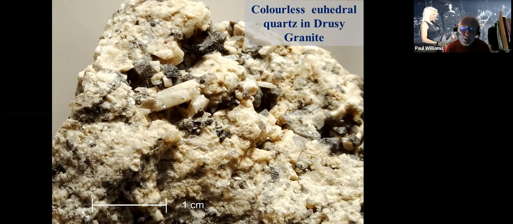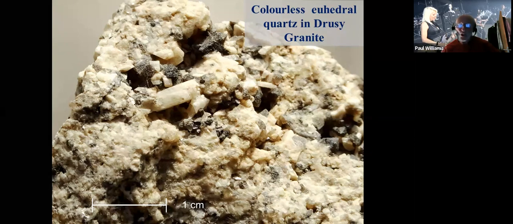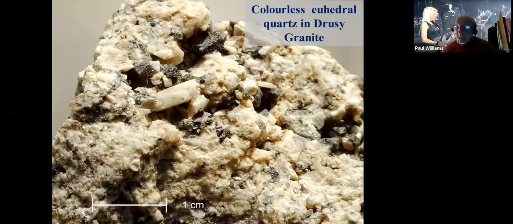This stuff that we're looking at here in the Druzy granite forms because the crystallization process is enhanced by the large amount of water in the magma. So you have to have a water-rich magma which allows rapid crystallization and big crystals to form before you get anything like this. Now, just one other thing I want to point out while we've got this sample here.